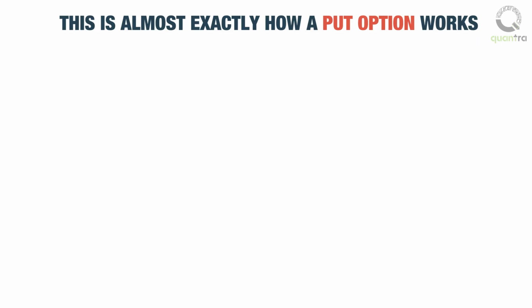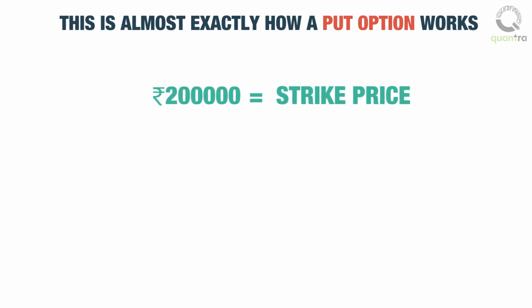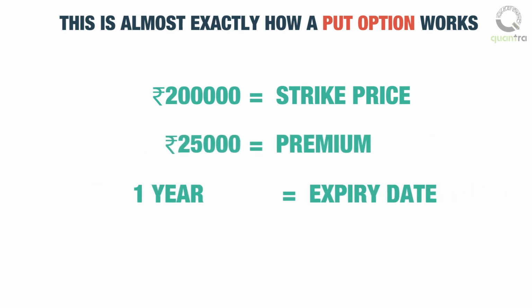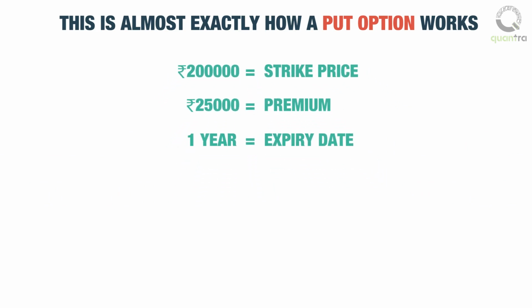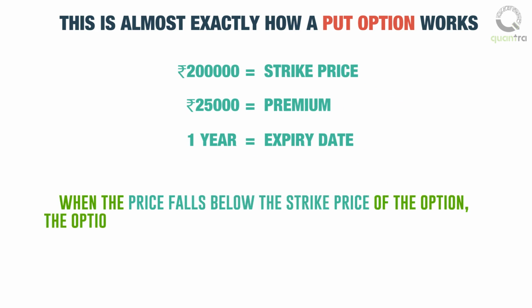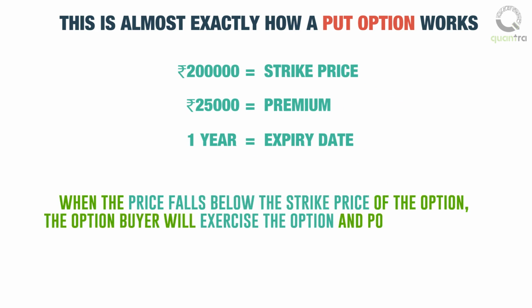Let us look at the corresponding payments for a better understanding. Here 200,000 rupees is equivalent to the strike price, 25,000 rupees is equivalent to the premium, and 1 year is equivalent to the time till expiry date. In the put option, when the price falls below the strike price, the option buyer will exercise the option and pocket the profit. Let us try to understand how it actually works.